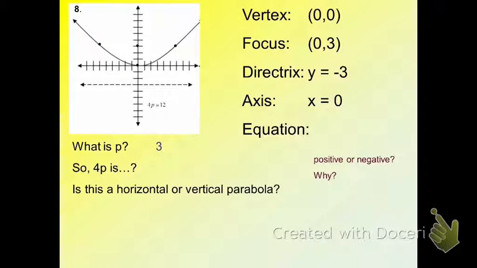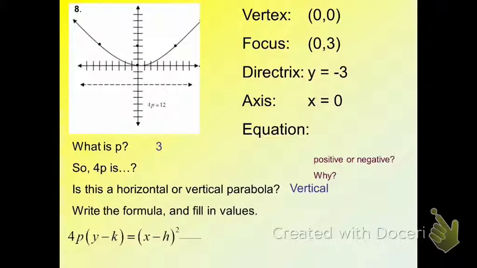Is this parabola considered vertical or horizontal? Vertical. So what needs to be squared, x or y? X. So take your information and write that equation. Now, there's a lot of stuff up here. That is the only information you need for the equation. Your vertex and your p-value.